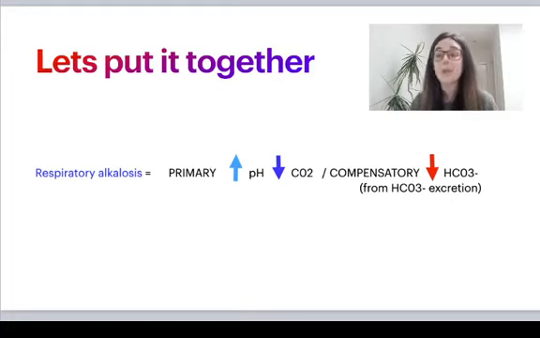We don't need any more bicarb. Our pH is too base, so we don't need any more. Get rid of it. Okay? Get rid of it in the urine. And they're the kind of things we do see.